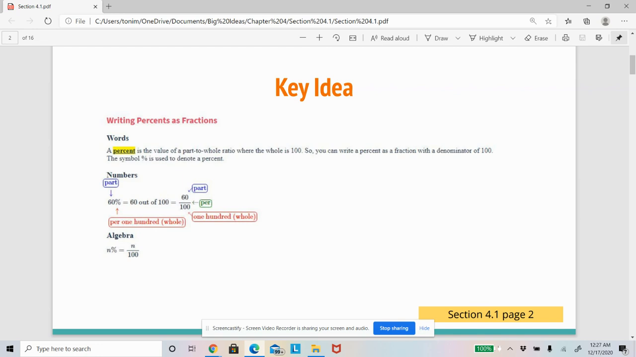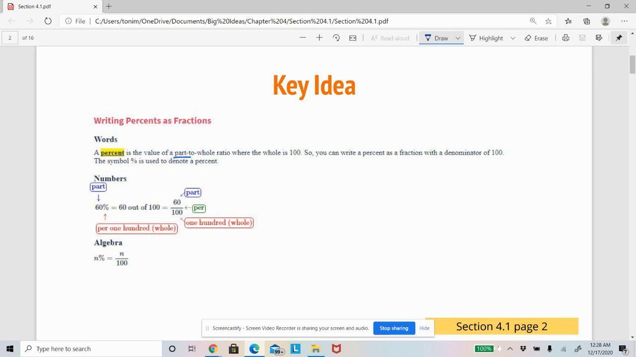It says a percent is the value of a part to whole ratio. That is probably one of the most important things that you're going to see: a percent is a part to whole ratio. It means pretty much out of 100. So if you ever hear anyone asking what does percent mean, it means out of 100. And that's your whole. So your whole is always 100. So you can write a percent as a fraction with the denominator of 100. And the symbol % is used to denote a percent.